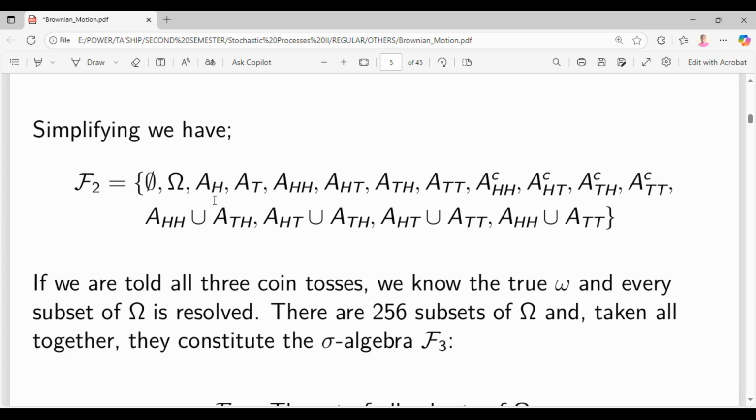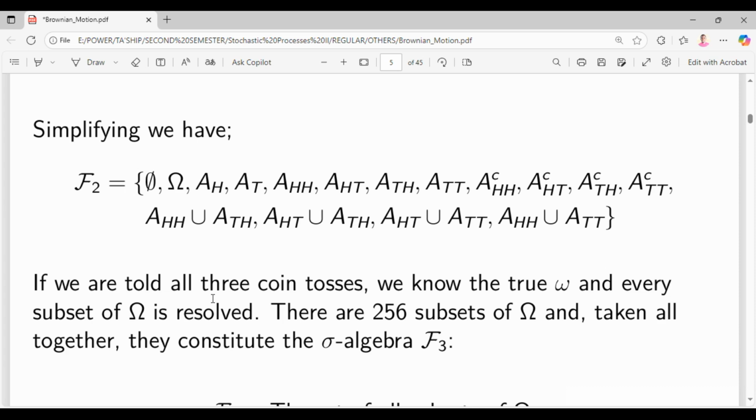I was looking for this simplification, that AH and AT are here, and you realize that the empty set, omega, AH and AT were all part of the previous one, so that is very, very okay. And you can see that F1 can also be seen as a subset of that of F2, right?